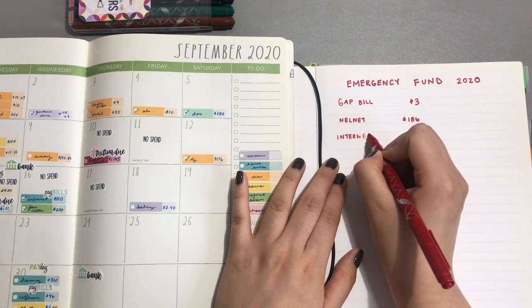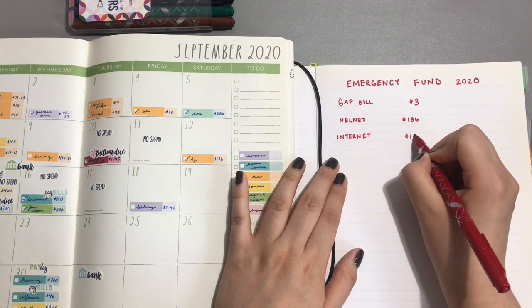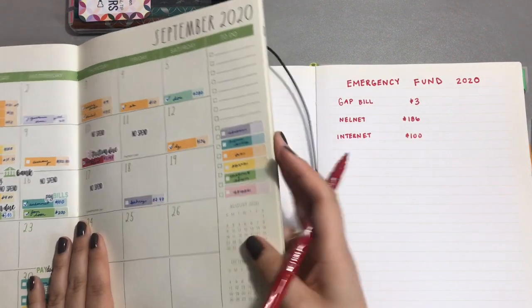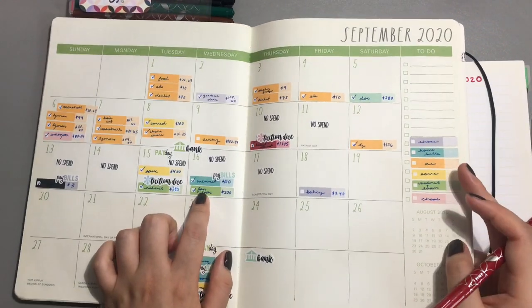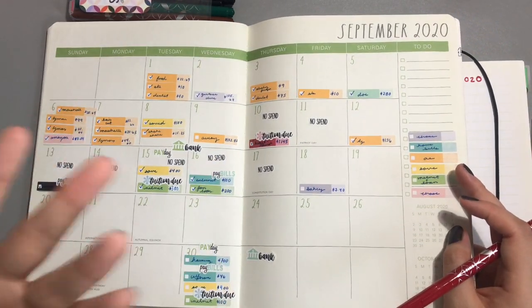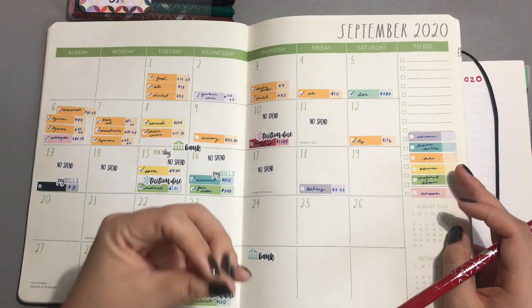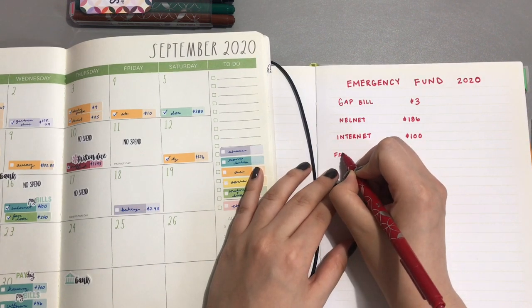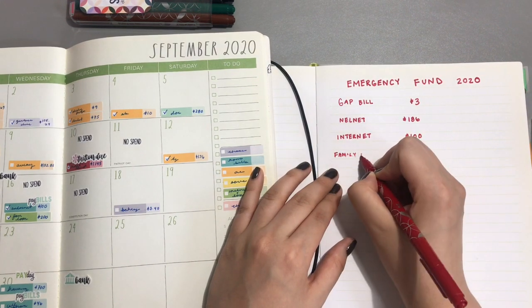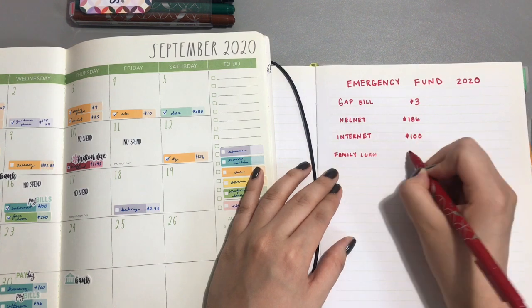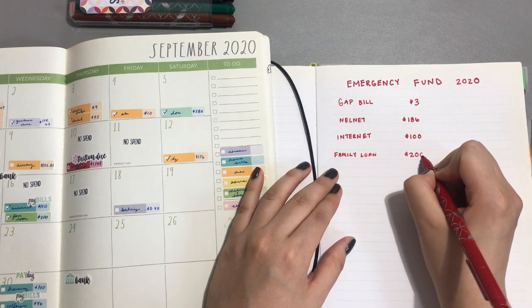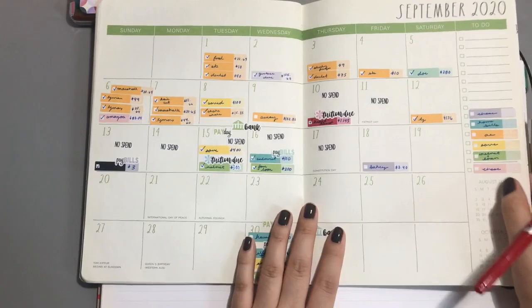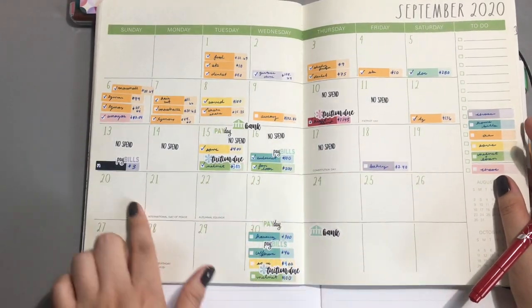I do have to consider my internet. So that would be $100. After that, I still want to consider my family loan, even though it's not with a bank or a credit union. It's still a loan, so I still need to be paying that back. So I'm going to put family loan, which is $200 that I pay monthly. Okay. All right, and then we keep going.